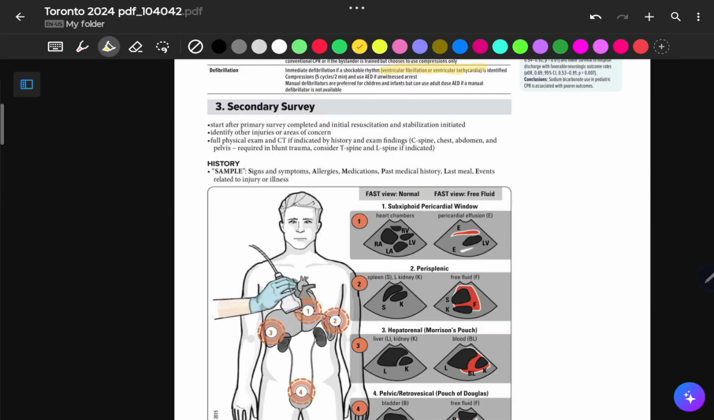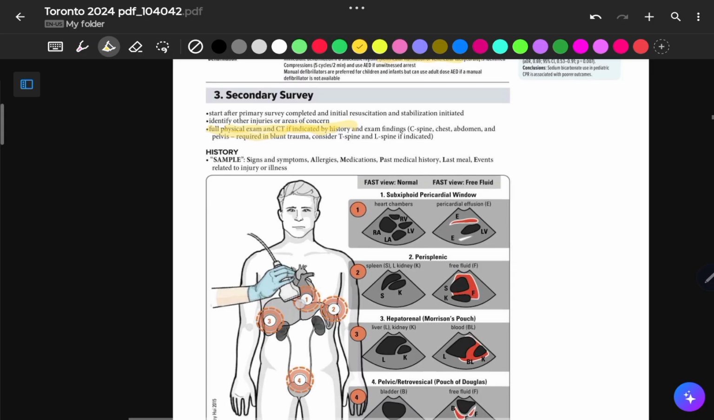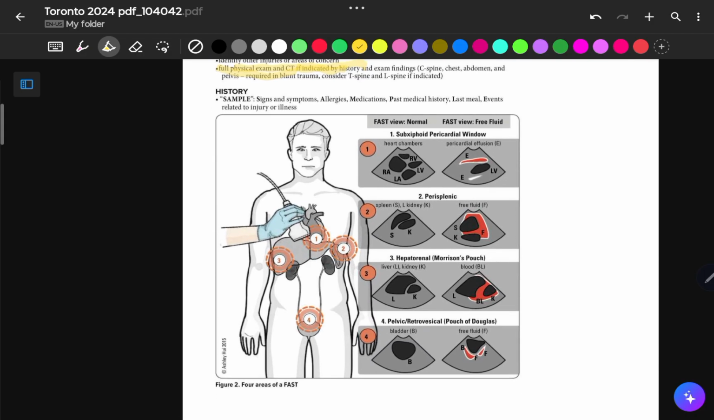Okay. So next, third step is secondary survey. Once you're done with primary survey, you have to do a full examination. If the patient is stable, that's when you can actually go and do your CT scan or chest x-rays. But while the patient is still unstable, you can do your FAST.